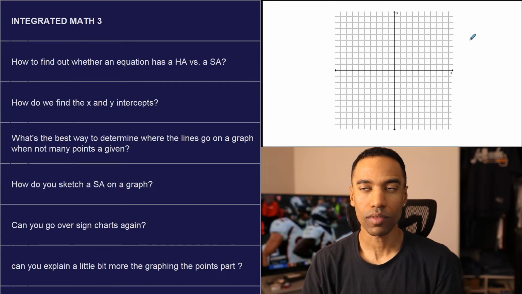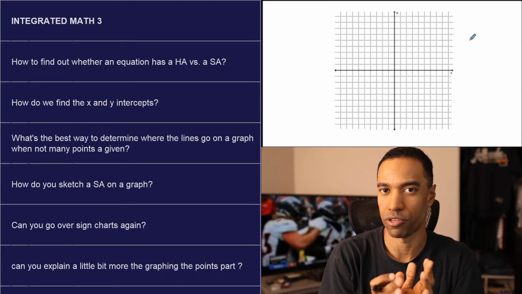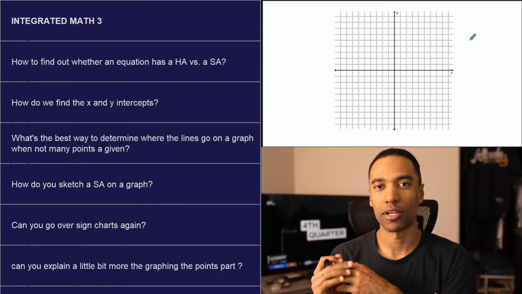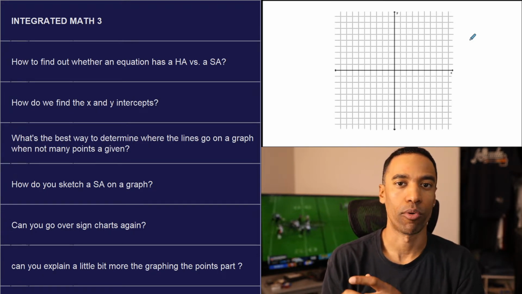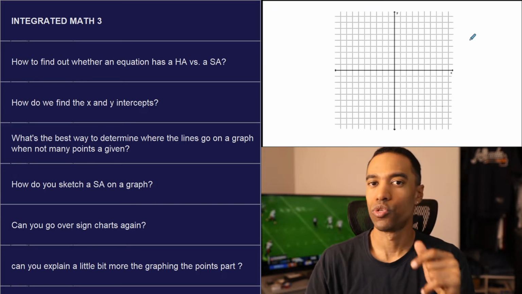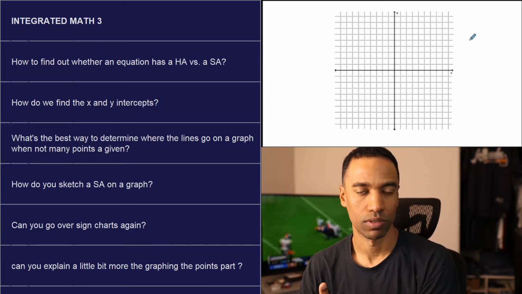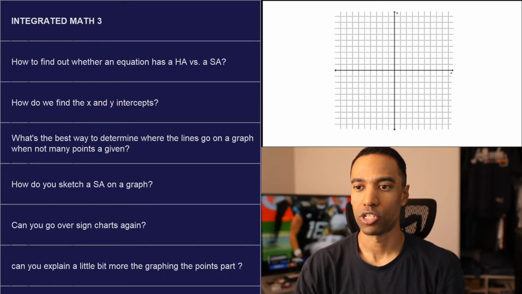Therefore, I'm not plugging in actual x values and getting actual y values out. I'm not doing actual computing. But I do need to know if the points are above or below an asymptote, to the left or to the right of a certain asymptote. Right? So here's what a sign chart's all about.